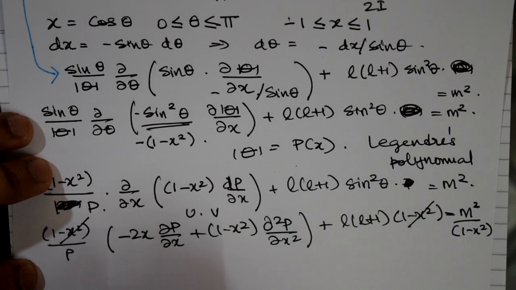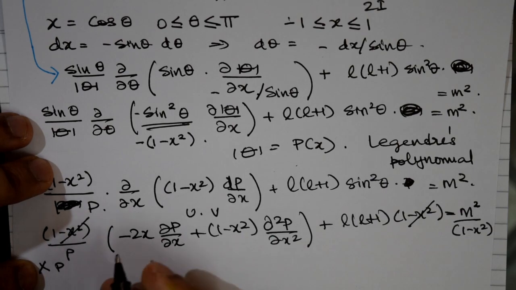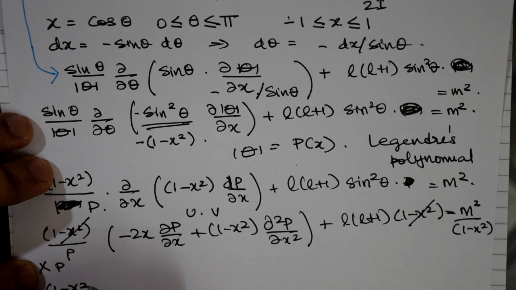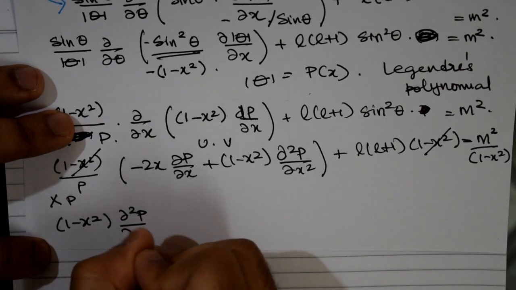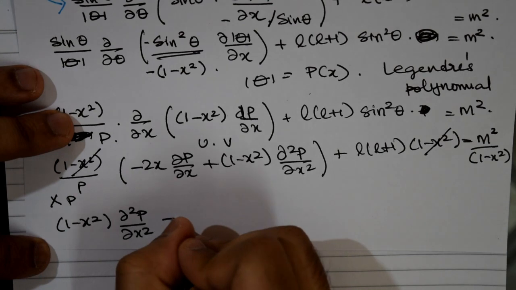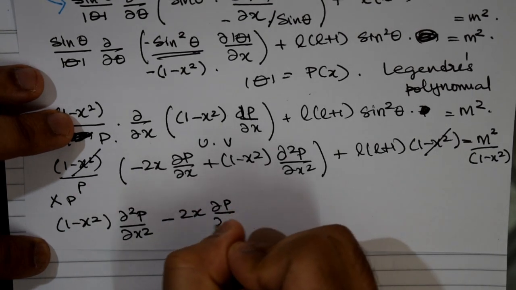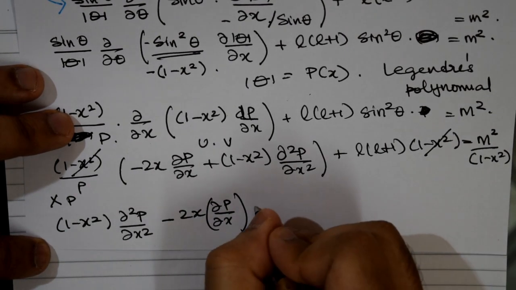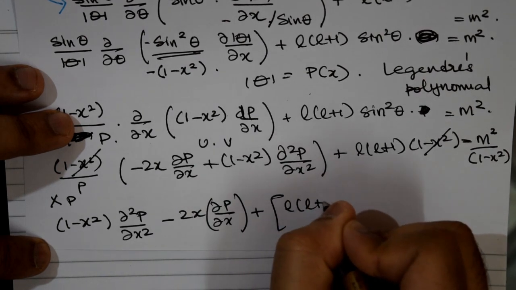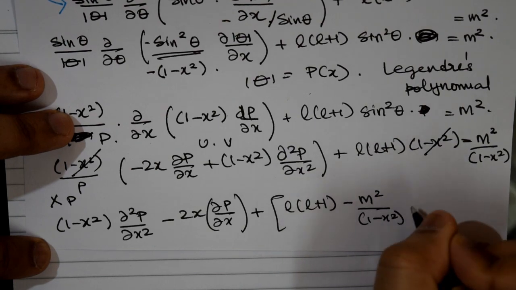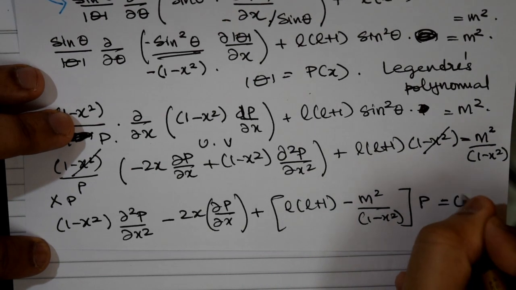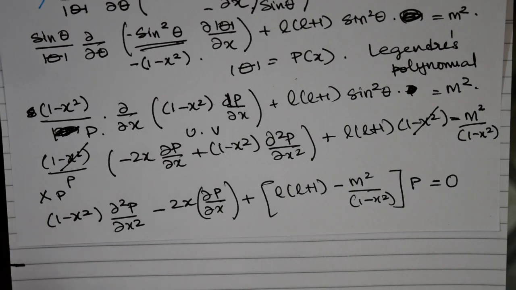Having done this, let's quickly rearrange. Let's also multiply the entire equation by P. This will end up becoming 1 minus x square dou square P by dou x square minus 2x dou P over dou x plus L into L plus 1 minus m square by 1 minus x square times P equal to 0. So this is how the equation finally reduces itself to.